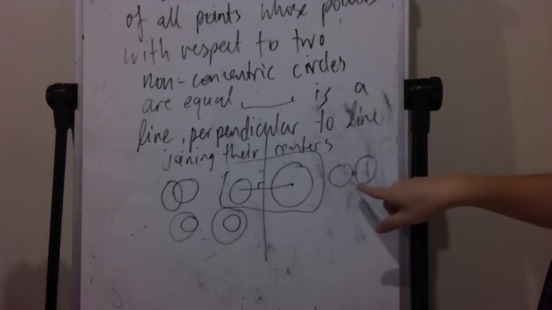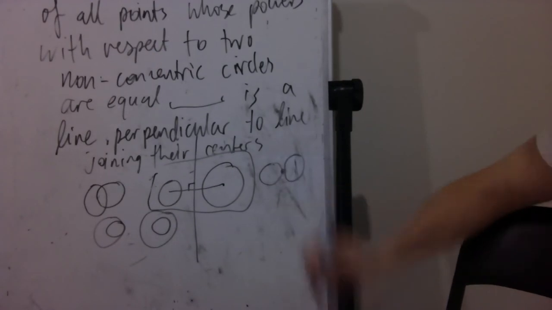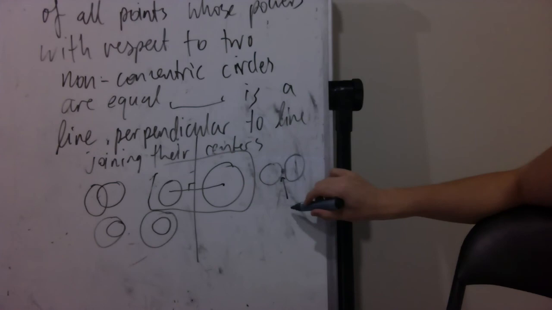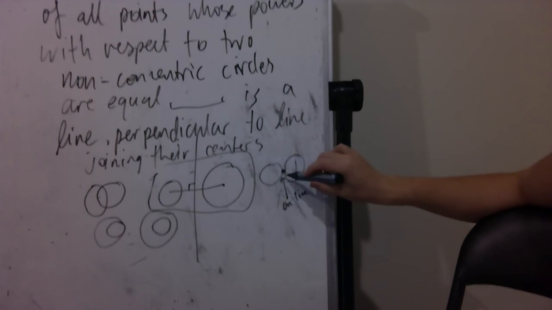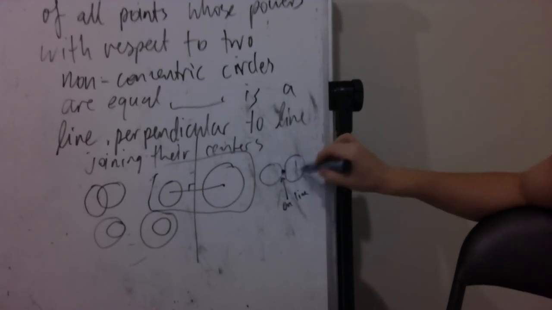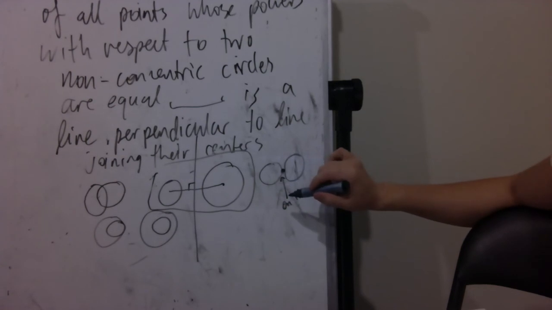Okay, for this one, where they intersect, each point has the same power. Can you see that this point here is on the line? That point is the point of intersection, because it has power 0 with respect to both circles, right? So they equal 0. Yeah, it's D squared.